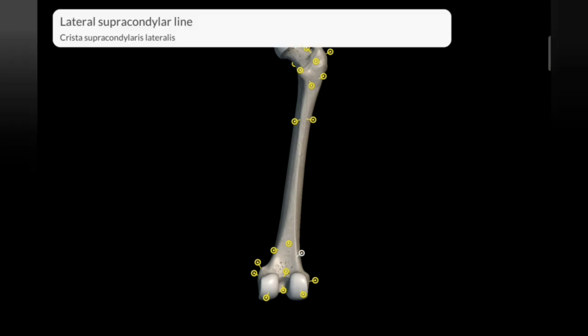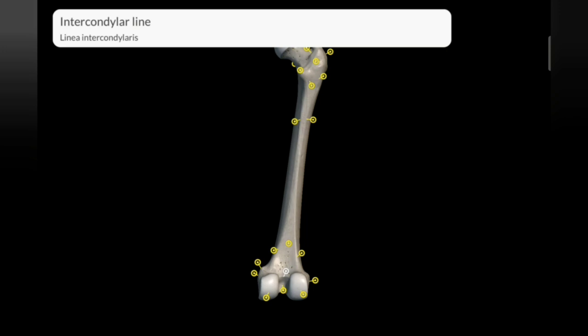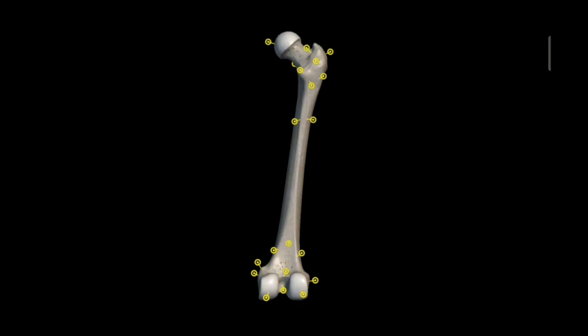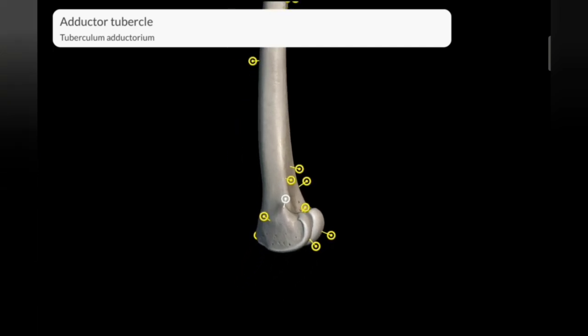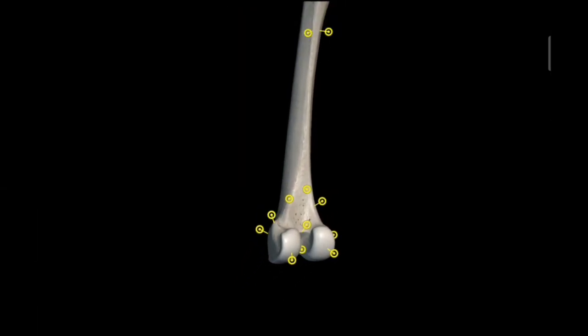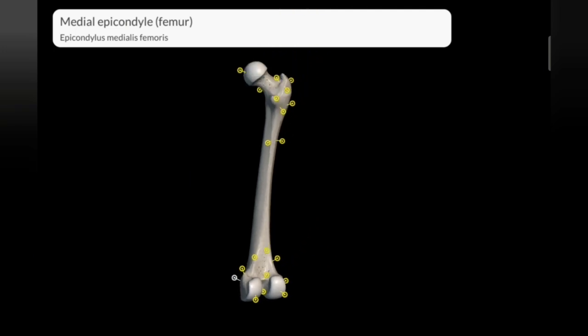Then we have the lateral supracondylar line and the medial supracondylar line. The intercondylar line will also be present. Then we have the intercondylar fossa. You will know this is the medial condyle, and we have seen that. One more specific thing, that is the adductor tubercle. On the medial side we have the adductor tubercle. One muscle is getting attached here also. So this is all about the femur. Now let's discuss the muscles which are attached here.